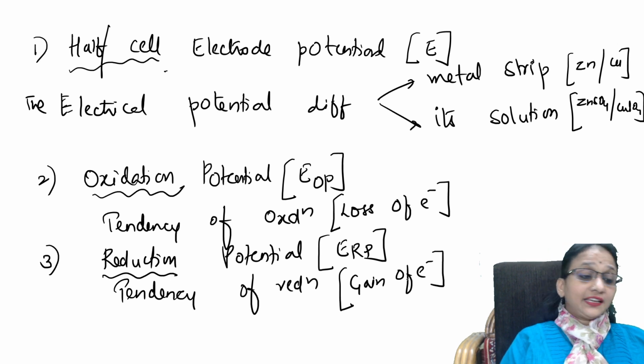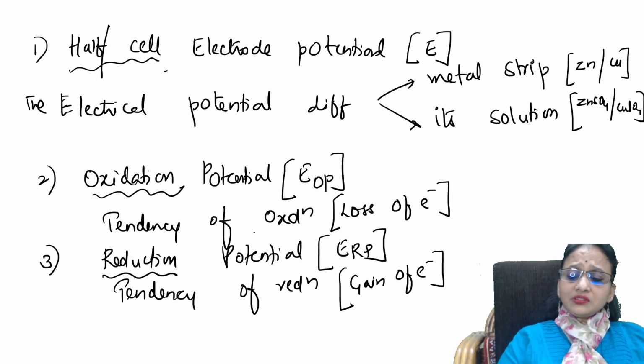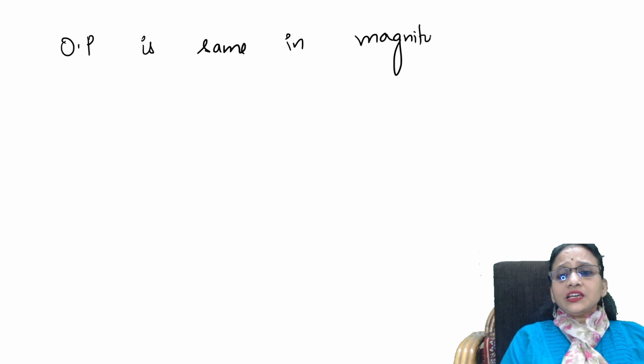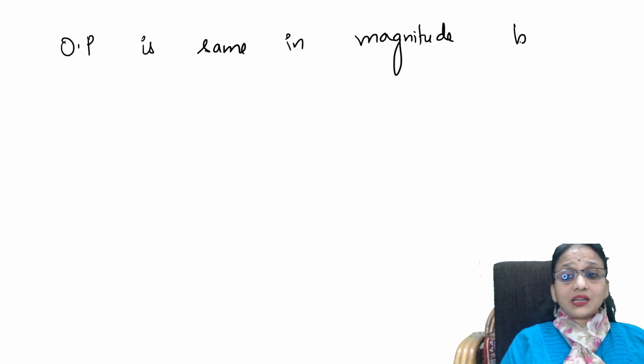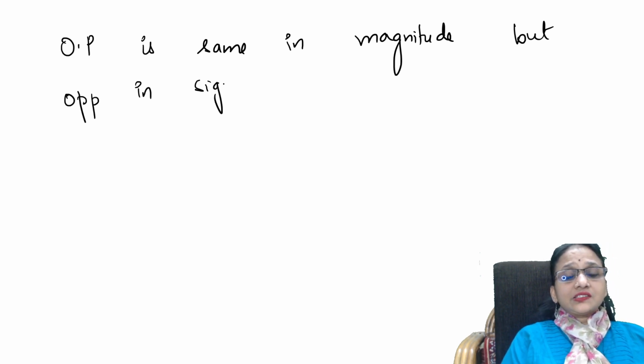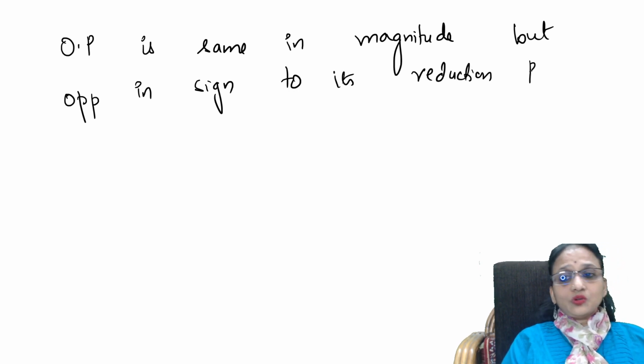Easy. Now remember, when I talk about oxidation potential and reduction potential, both things are the same. Oxidation potential is the same in magnitude as reduction potential. It is the same in measure, but the opposite sign is used. So the only difference is that it is opposite in sign to its reduction potential.